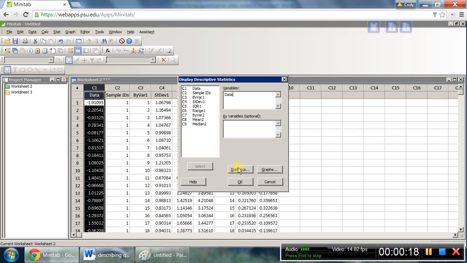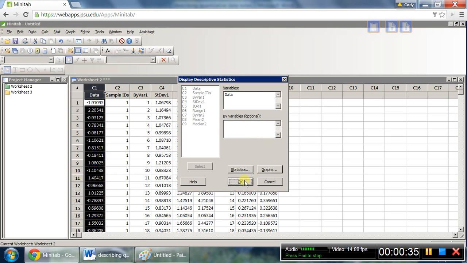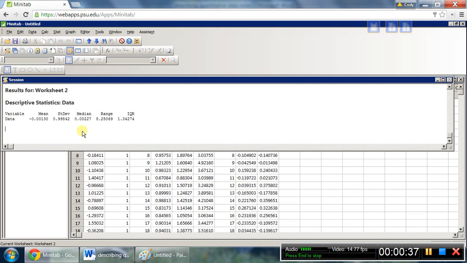values in the data. We're going to take a look at the ones we've been talking about: mean, median, standard deviation, interquartile range, and the range are measures of center and spread that we've been doing. So when we click OK, we'll see what those are. The mean's about 0, the median as well, the standard deviation's close to 1, the range is over 8, and the interquartile range is close to 1.3.